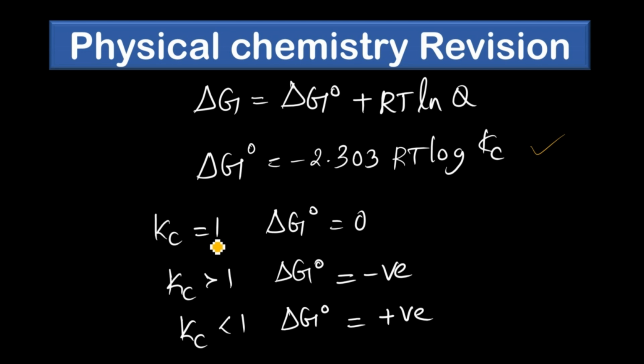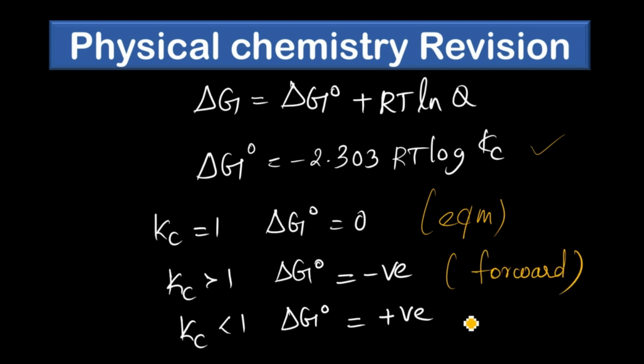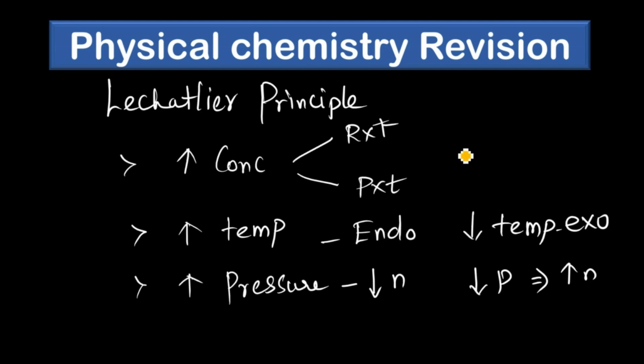Kc equal to 1 means delta G naught equal to 0, where the reaction is in equilibrium. Another possibility is Kc greater than 1. Then delta G is negative, the reaction is spontaneous, and it goes in the forward direction. And delta G naught which is positive means that it goes in the backward direction. Okay, clear? Then we are moving to Le-Chatelier principle.